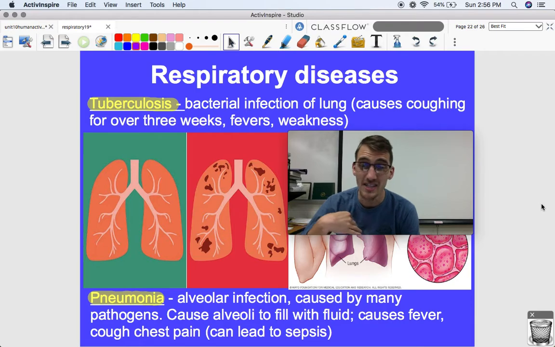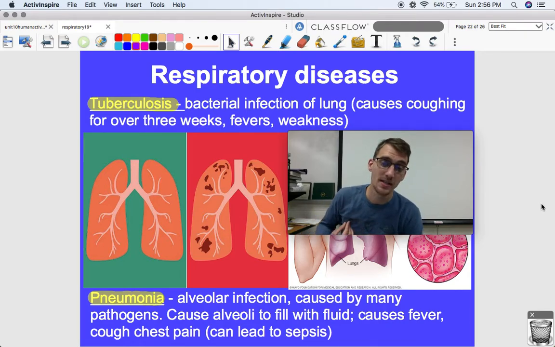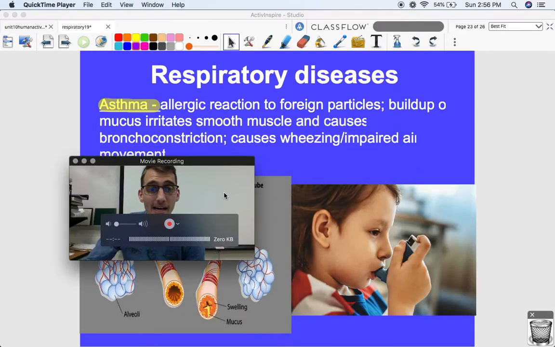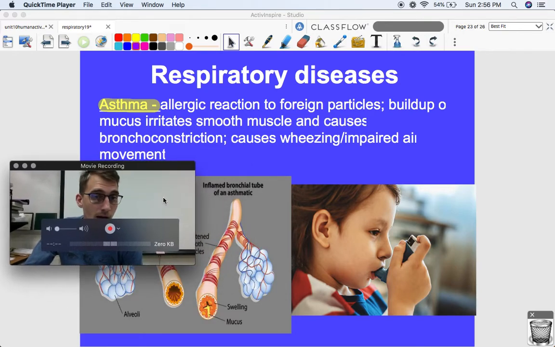When that infection enters into your cardiovascular system, and then remember, your cardiovascular system is like a super highway all around your body. It can go wherever it wants now and cause damage along the way. That's bad. That's called sepsis.